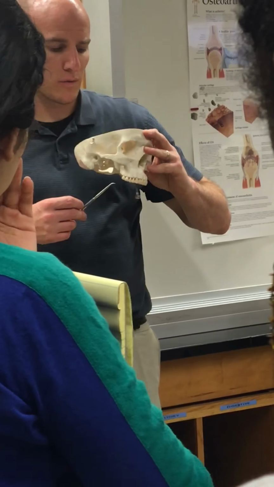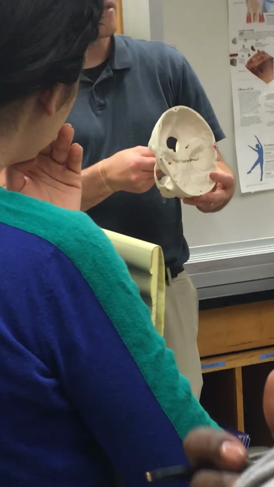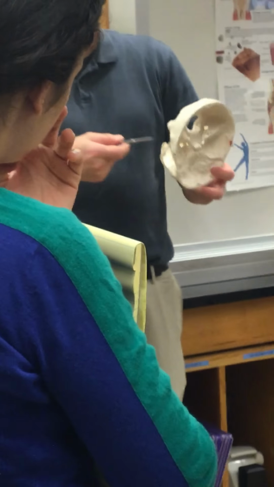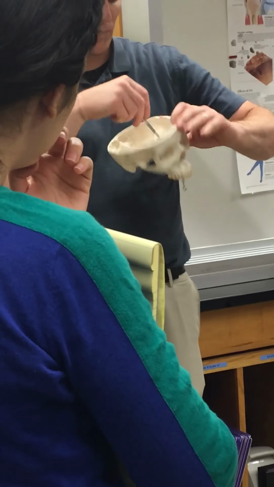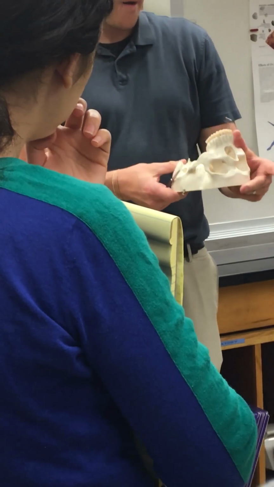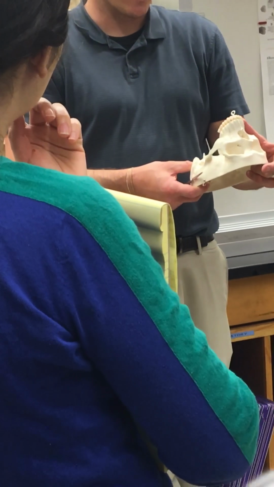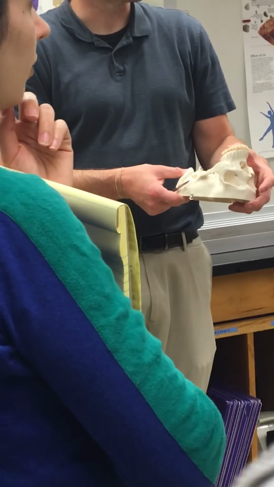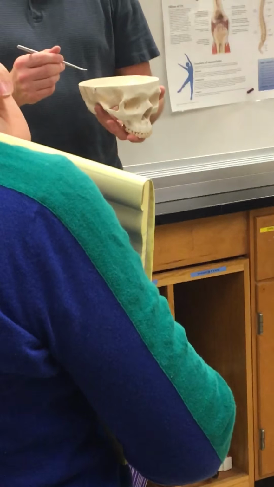Sorry, I just pointed to the foramen ovale. Carotid canal is right here. The foramen ovale is here, nice and oval shaped. You don't have to know any others like lacerum or rotundum, spinosum. Alright.